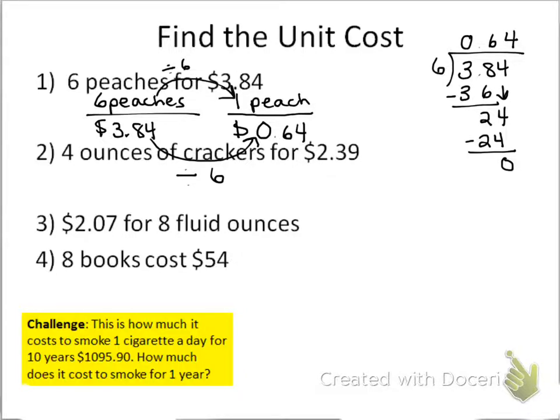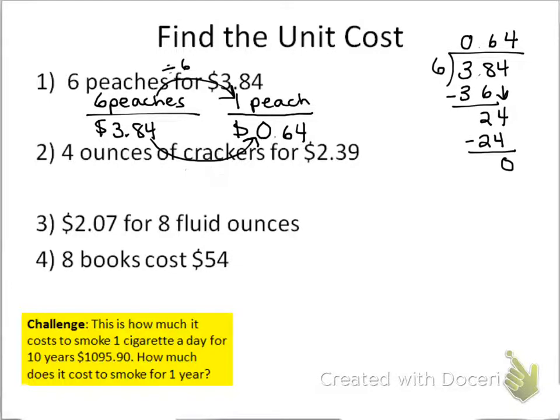Now, before I move on, I'm going to think to myself, does that make sense? Does it make sense if 6 peaches cost $3.84, that one peach could cost 64 cents? Think about it. Hopefully you say, yes, that makes sense. 64 cents is less than $3.84, and it makes sense that it's about 6 times less. Okay, let's do the next example.